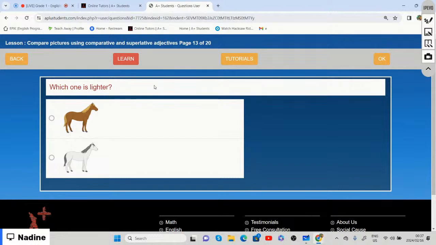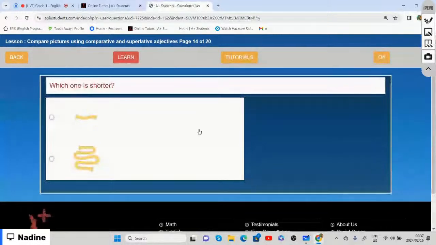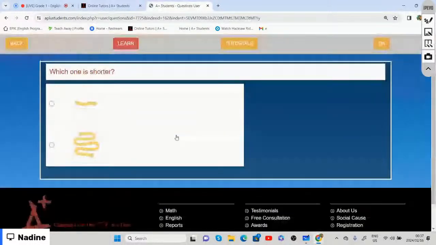Which one is lighter? And if we think we know which one is lighter, let's go with the second one. I think so. And it is. And which one is shorter? We'll say it's the top one, the first one.